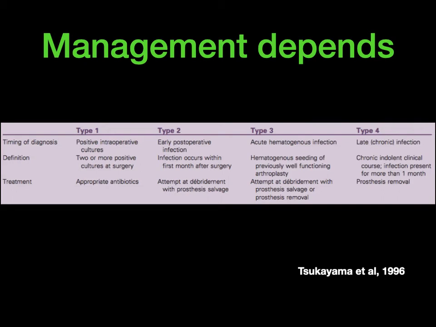Type 3 is an acute hematogenous infection. This happens in a previously well-functioning arthroplasty, with secondary hematogenous seeding of the arthroplasty. Again, in these cases, you can attempt a debridement with salvage, or you can choose a one-stage exchange arthroplasty. Type 4, which is the most common type in our scenario, is a late or chronic infection. It follows a chronic indolent clinical course, and the infection is present for more than 1 month. Typically, these are the cases in which you should think about a 2-stage exchange arthroplasty.